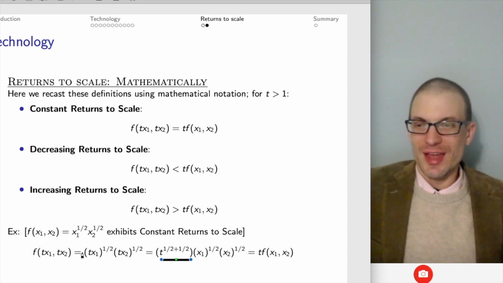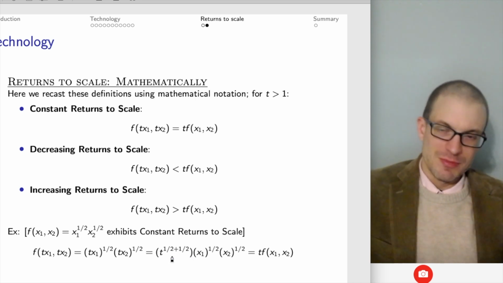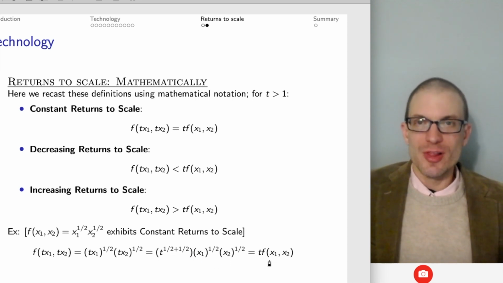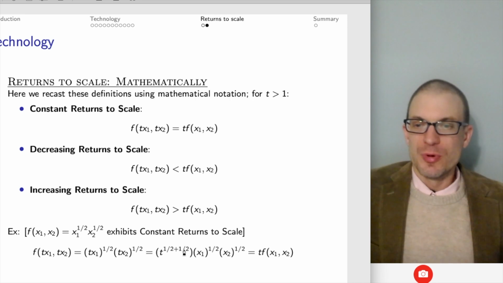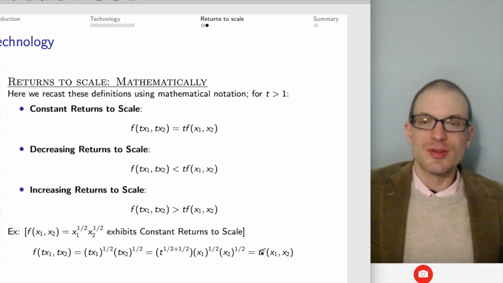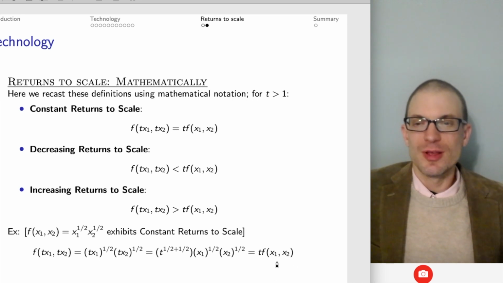And so this is showing that if I scale up each input by a factor t, we can manipulate this and make it look the same as if I just were to scale up the output by a factor t. What's relevant here is this exponent. Suppose this summed up to be greater than 1, that would give us more than t times the amount of output. Or suppose this summed up to be less than 1, that would give us less than t times the amount of output. So t to the something greater than 1 would correspond to increasing returns to scale. T to the something smaller than 1 would correspond to decreasing returns to scale. Here we have t to the 1, right? 1/2 plus 1/2. And so we have constant returns to scale with this production technology.